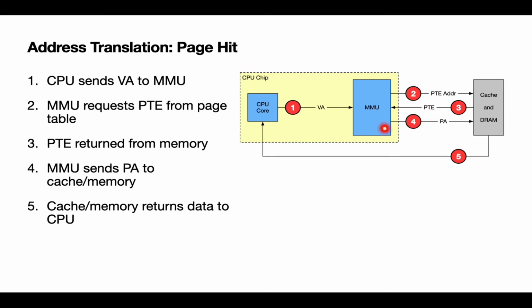And then it finally issues a request for that physical address back to the memory system, which again could hit in cache or require a trip out to main memory. And then that value is going to be retrieved back and made available to the CPU, satisfying the request.